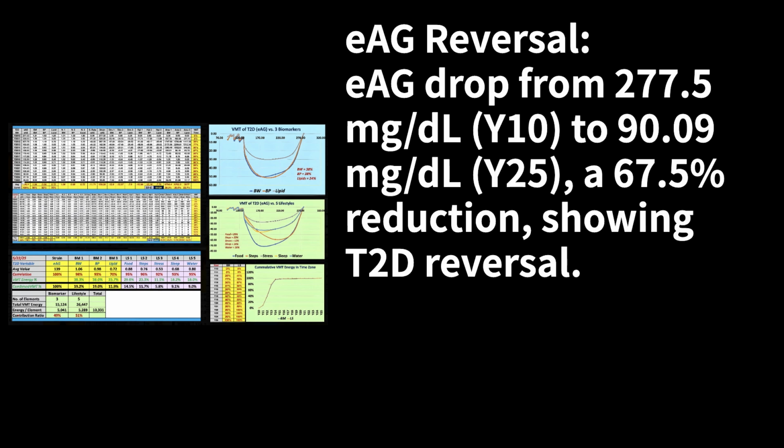Results: EcG reversal. EcG dropped from 277.5 mg per deciliter, Y10, to 90.09 mg per deciliter, Y25, a 67.5% reduction, showing T2D reversal.